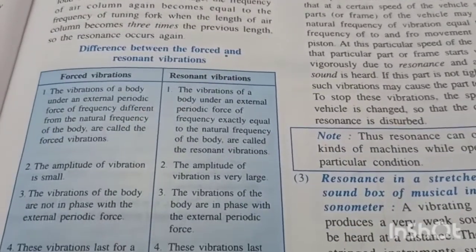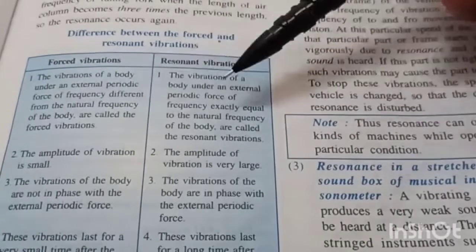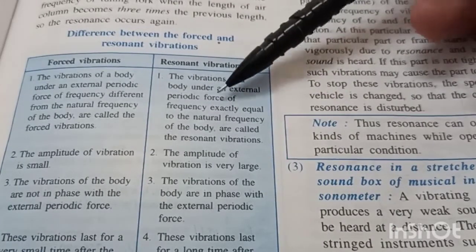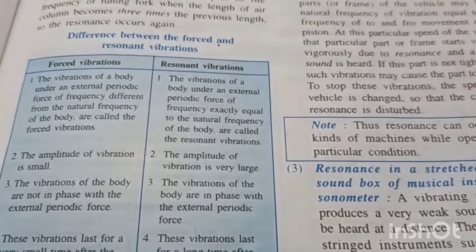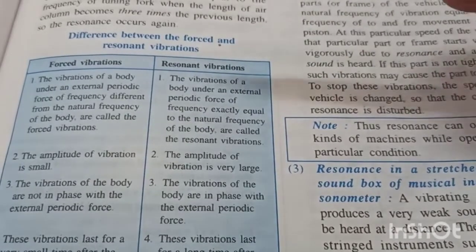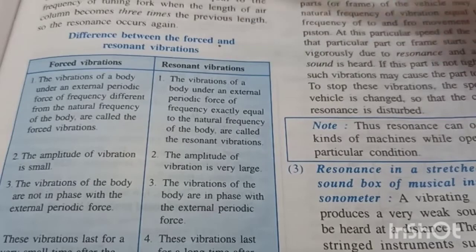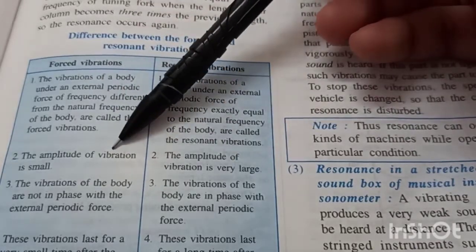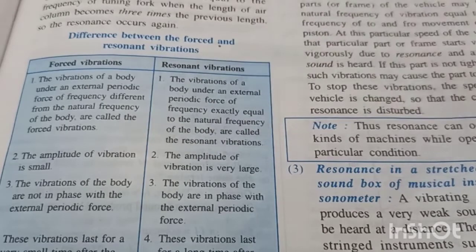So now you know the difference between forced vibration and resonant vibrations. Yes, in both the cases there is an external periodic force, but here the frequency of the external periodic force matches the natural frequency of the body. So remember that resonant vibrations are just a special case of forced vibrations. And here the amplitude is quite small, and here the amplitude is very large.